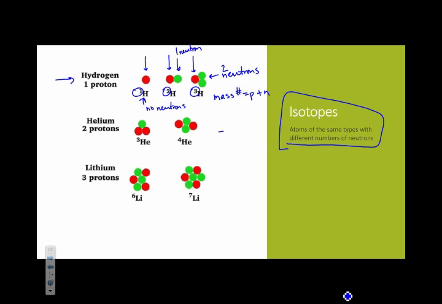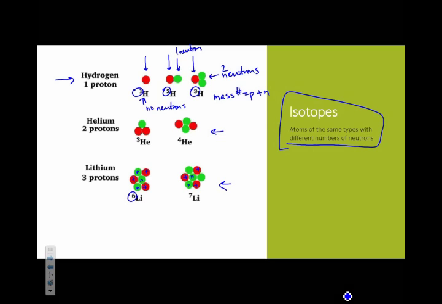Same deal down here with helium and lithium. Let's take, for example, the lithium. In each case, we have 3 protons because it's lithium. In one case, we have also 3 neutrons, which gives me a mass number of 6. In the other case, I have 4 neutrons in the nucleus, which gives me a mass number of 7.